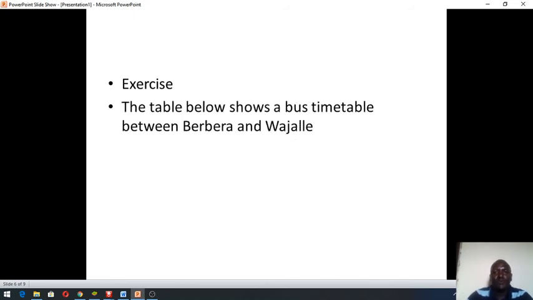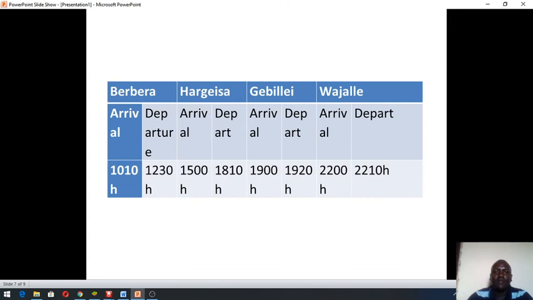In the next part, we are given the exercise from what we have learned. This exercise, we are given the table. The table below shows a bus timetable between Berbera and Wachale. You use that bus timetable to answer the questions below. So I'll explain about this bus timetable. After that, you use that timetable to answer the questions. We are given the stations Berbera, Hargeisa, Gebili, and Wachale. Arrival time and departure time.